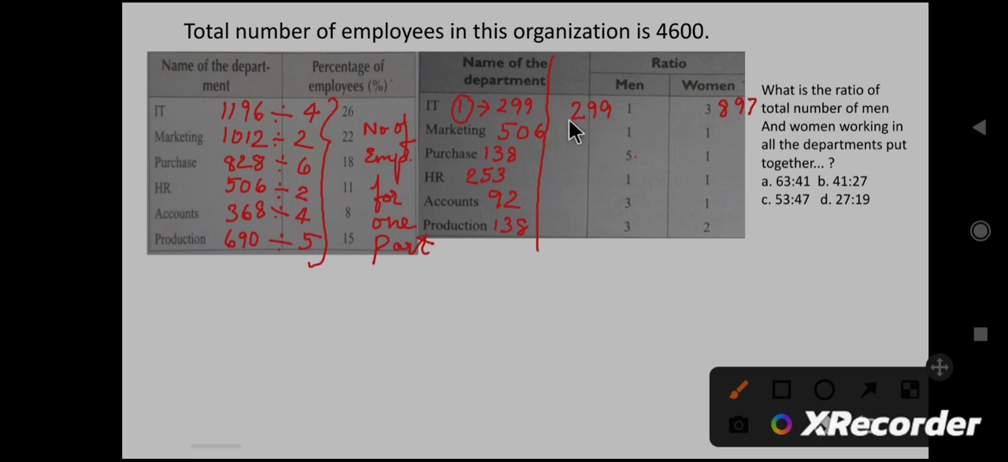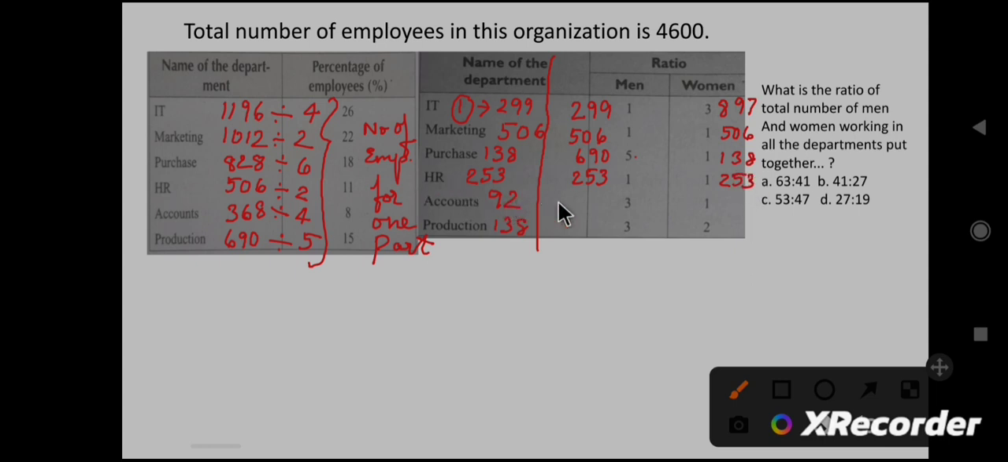For the marketing department, men and women both are 1:1. So this number 506 into 1 is 506, and for men and women both it is 506. For the purchase department, for women it is 1, so we will write 138 members over here, but for men it is 5 times 138. So 138 into 5 is 690. So men are 690. And for the HR department it is 1:1, so 253 men are there, and 253 women are there in the HR department.